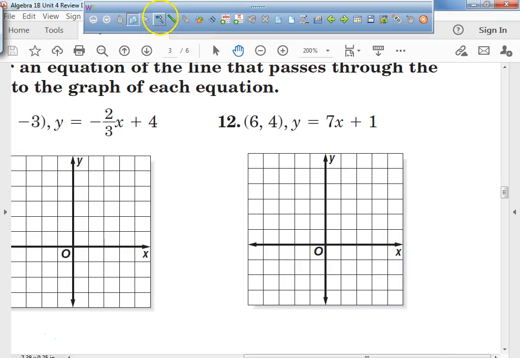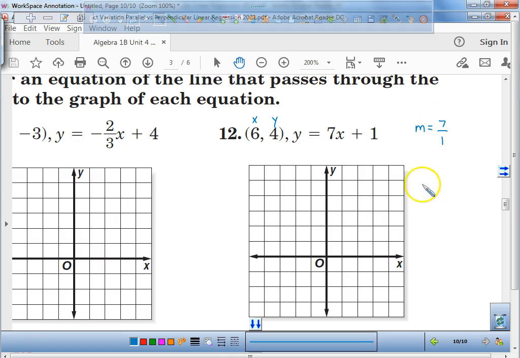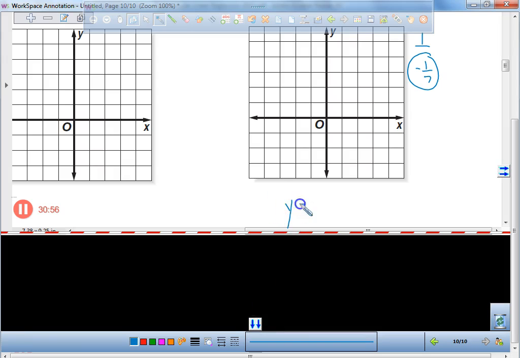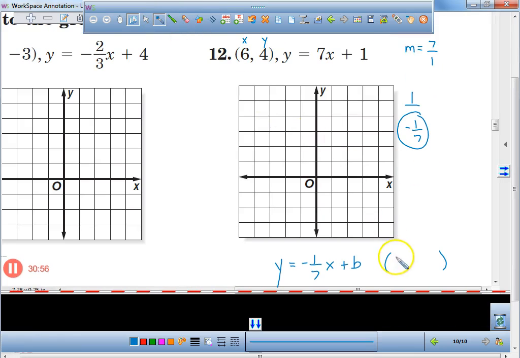All right. Right now, guys, I want you to try to do number 12 all on your own. The original slope, just so you know, is 7/1. The perpendicular slope will be -1/7. So your final answer should start out y equals -1/7 x plus b. All you got to do is take this ordered pair, 6 and 4, and simply plug them in and solve for b.